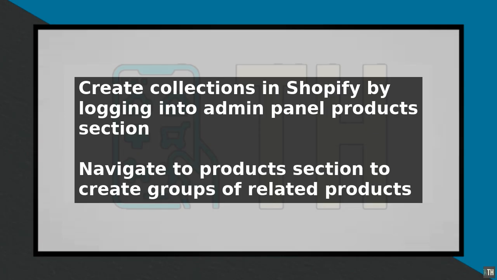The name should be clear and descriptive, and the description should provide more details about the products in the collection. Next, you need to set the conditions for which products will be included in the collection. You can do this by selecting specific product types, vendors, or tags.